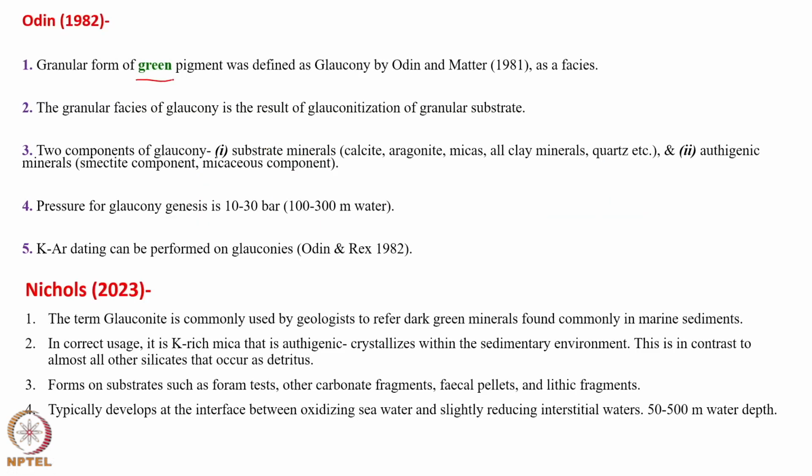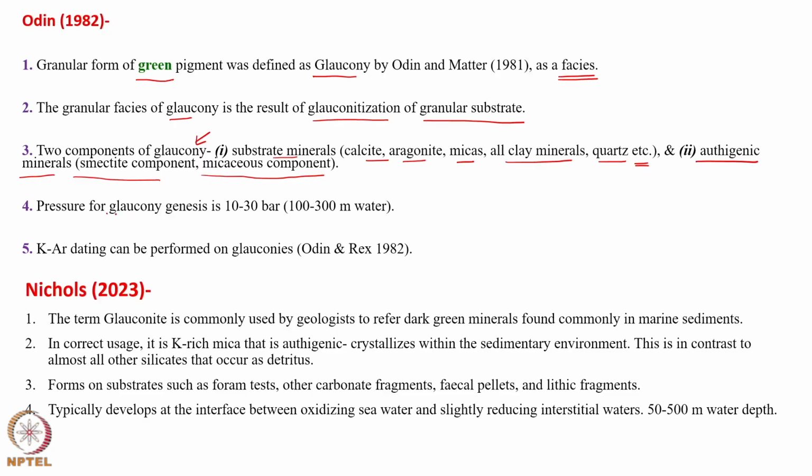Granular form of green pigment was defined as glaucony, and it was defined as a facies, that means an association of green pigment and other minerals. The granular facies of glaucony is a result of glauconitization of granular substrate. Two components of glaucony can be referred. One is the substrate minerals, calcite, aragonite, micas, all clay minerals and quartz, and maybe few other minerals, and orthogenic minerals, smectite component and the micaceous component.